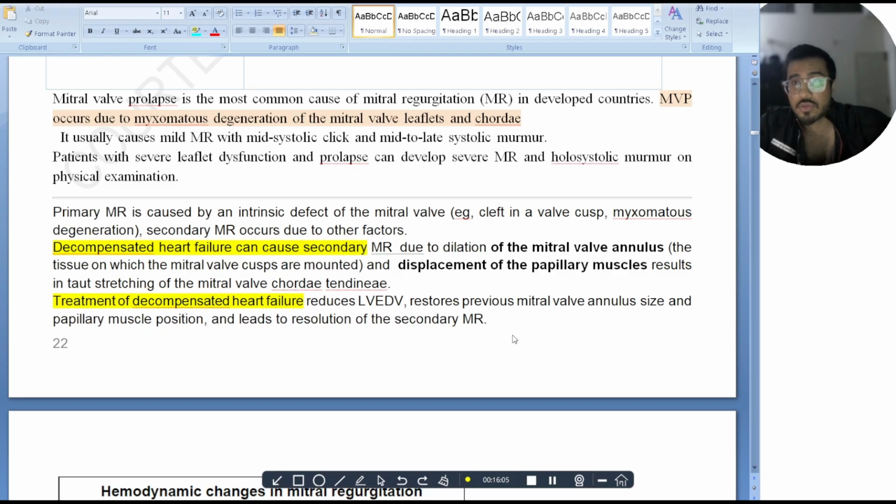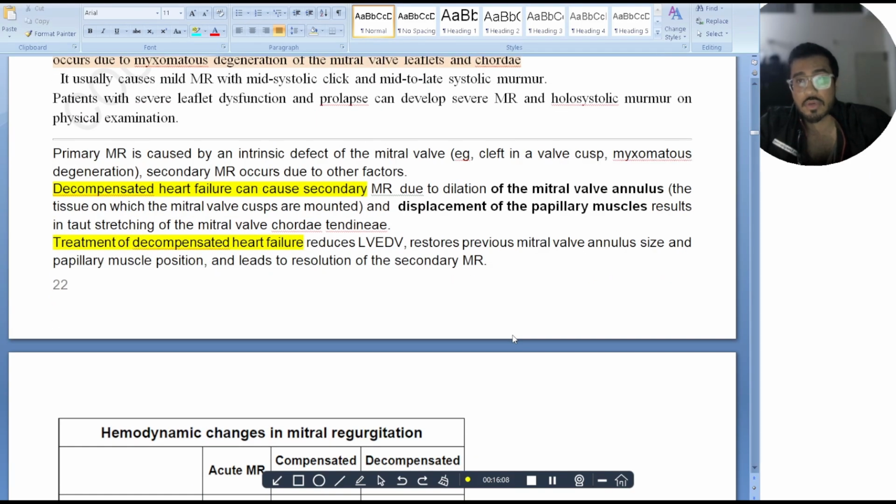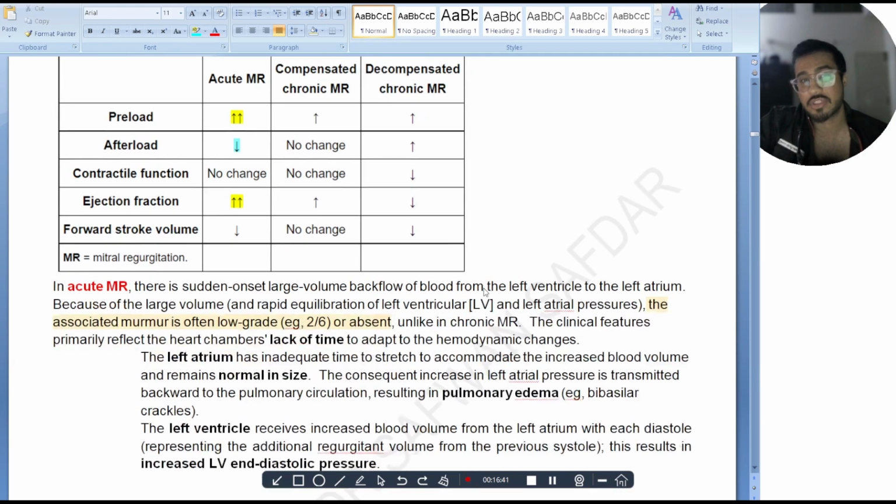So this is also an important concept, and this is how it's going to present: a patient with a known history of heart failure is going to present with pulmonary edema, and you might assume that that pulmonary edema is due to the heart failure, but they also give you a finding that the echocardiogram shows severe regurg, and they might ask you the reason for that. So the reason is due to the dilation of the mitral valve annulus. So that is the reason. So they may tie in heart failure to this aspect of mitral regurg.